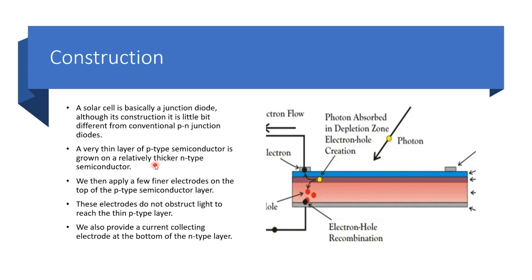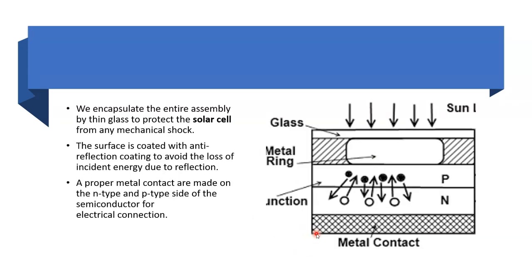A thin layer of P-type semiconductor is grown on a relatively thicker N-type, and then a few electrodes are applied on the P side and N side. The electrodes do not obstruct the light since we have given enough area for the radiation to be absorbed, and we also provide a current collecting electrode at the bottom of the N-type layer, and thus the movement of electrons constitutes the production of current.